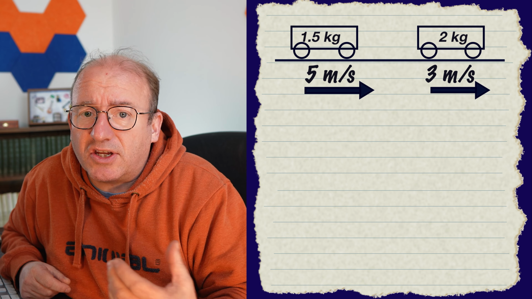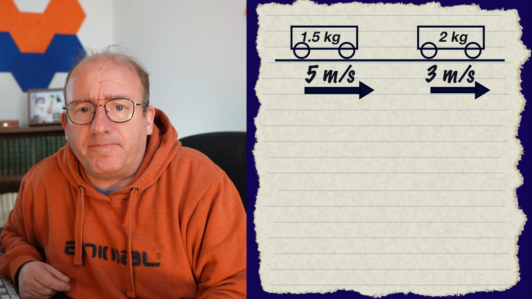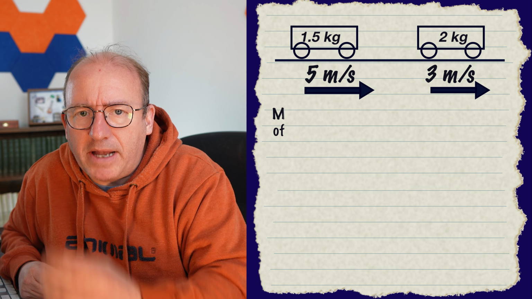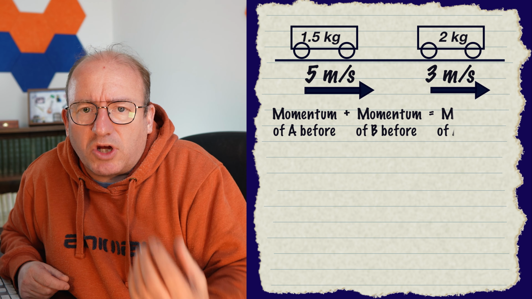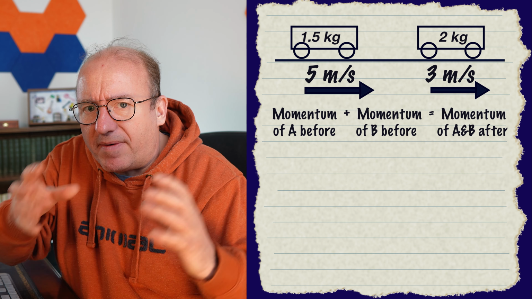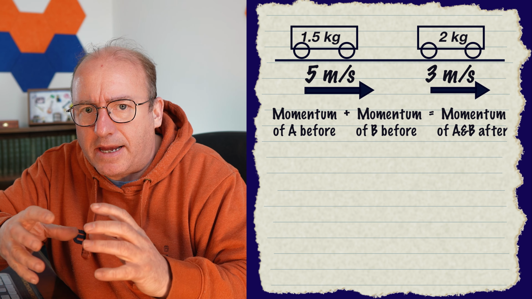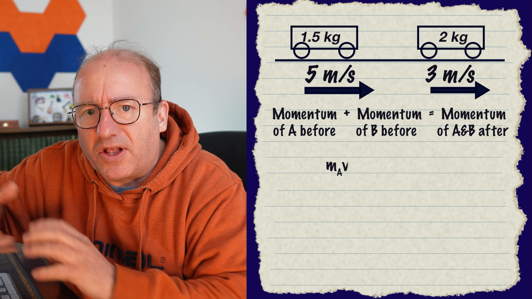Here's a third example, and for this one we're going to do a calculation. 2 trolleys A and B collide on a track. They stick together, so what will be their speed after the collision? Well, using the conservation of momentum, we say the total momentum before the collision equals the total momentum after the collision. So before the collision, the momentum of A plus the momentum of B must equal the total momentum of A and B after the collision.